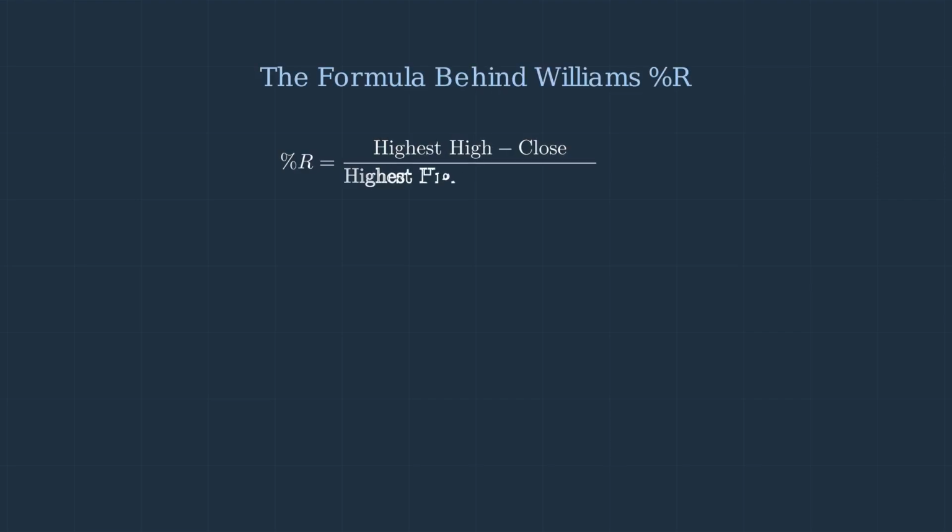The Williams %R indicator is calculated using a specific formula that compares the current closing price to the high-low range over a specified time period. The formula is %R equals the highest high minus close, divided by the highest high minus lowest low, multiplied by negative 100.